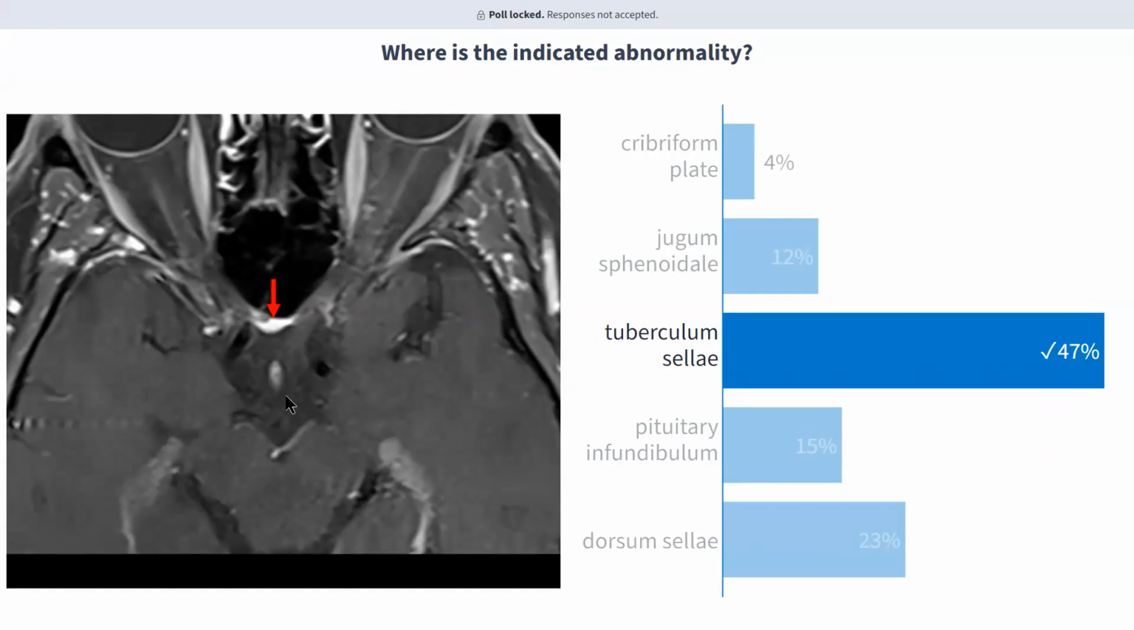And so if we were to go one slice inferior, we would see an enhancing bony structure that would be the dorsum sellae, that would be located posterior to wherever the pituitary infundibulum is, whereas anterior to it is the tuberculum sellae.